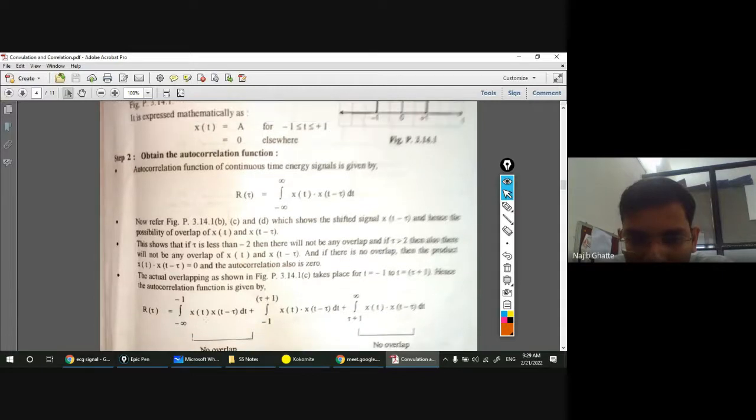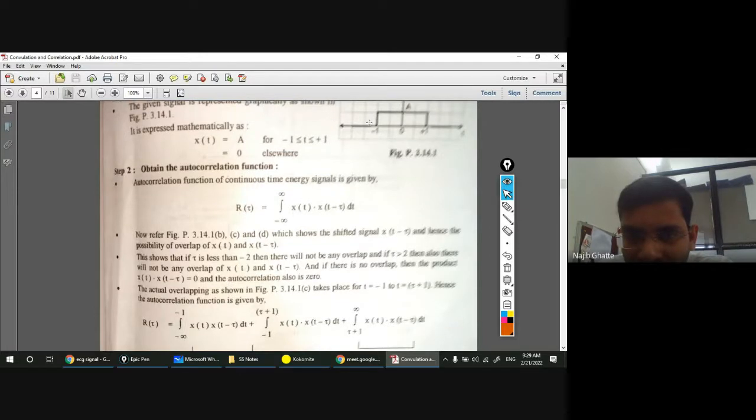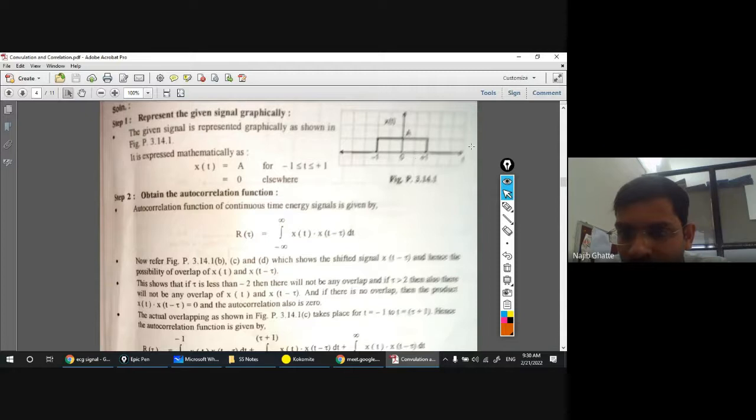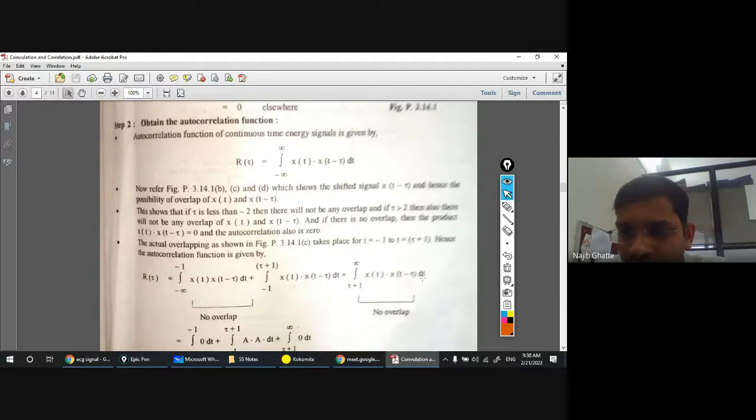Fine. From minus infinity to -1, there will be no overlapping. You all agree? Then from -1 to tau plus 1. You need to put the limits, replacing t by t minus tau, the way we have done in the previous case today itself. So tau plus 1, x of t times h of t minus tau. There will be an overlapping in this case. And again from 1 to plus infinity, there will be no overlapping.